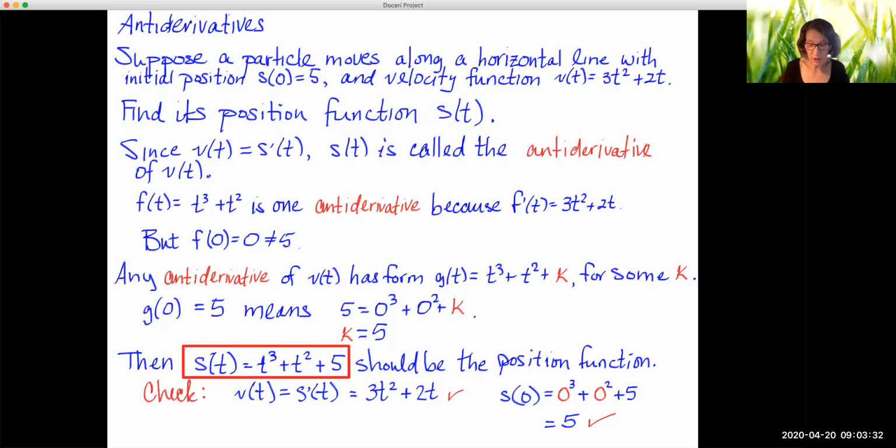So the problem that we just solved is called an initial value problem. And this is a classic problem in an area of mathematics called differential equations. You're given the derivative function and an initial value of the function you're looking for, and you're able to find the function.